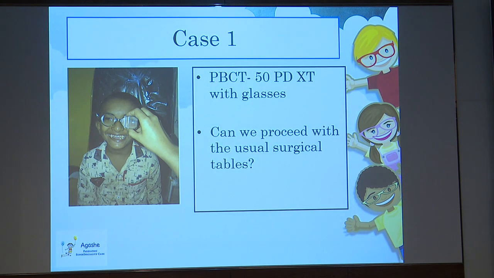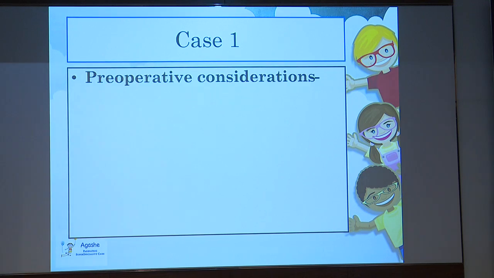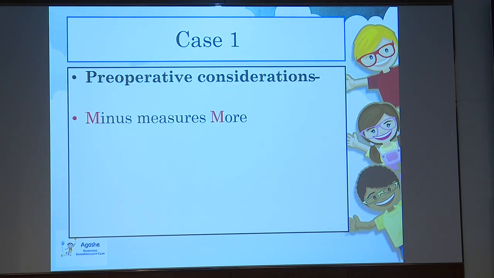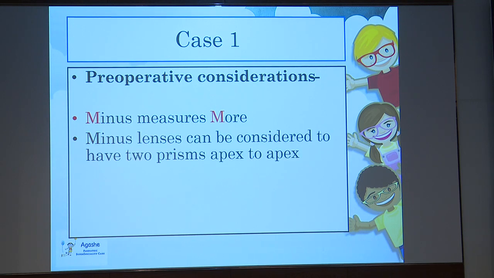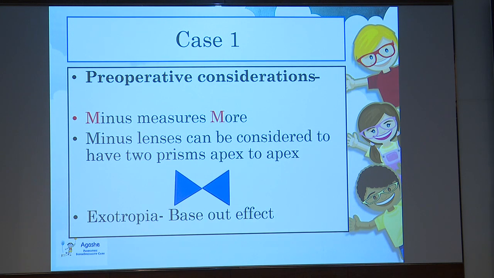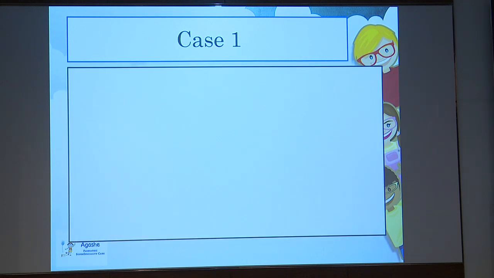Now, can we proceed with the usual surgical tables that we use for exotropia? Well, no. There are certain preoperative considerations. So, remember, one mnemonic is minus measures more. Minus lenses can be considered to have two prisms apex to apex because it's a concave lens, and hence in exotropia, it causes a base out effect.